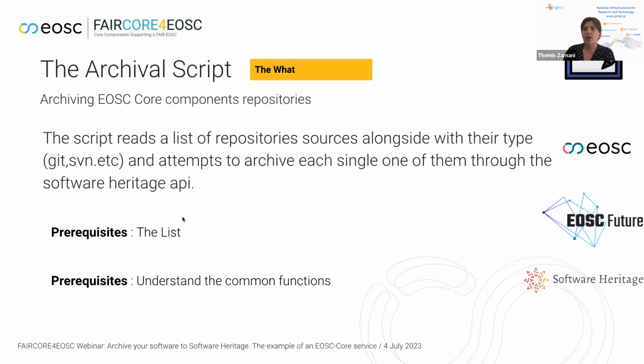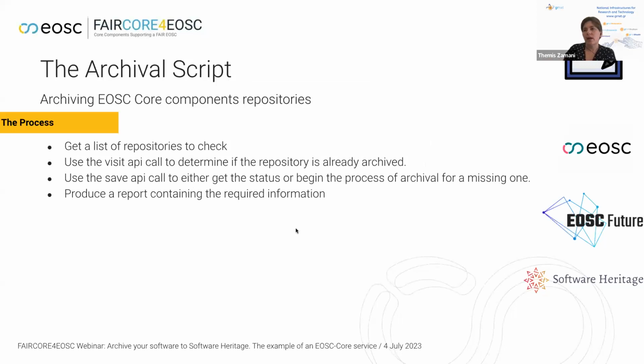The what of the archival script? The script reads a list of the repository sources along with their type, because some of the repositories were in GitHub, some are in SVN, in Subversion. And it attempts to archive each single one of them through the Software Heritage API. The prerequisites we had were the list, and to understand the common functions of the Software Heritage APIs. So the process was to get the list, use the visit API call to determine if the repository is already archived, the save API to get details, and to produce the report.